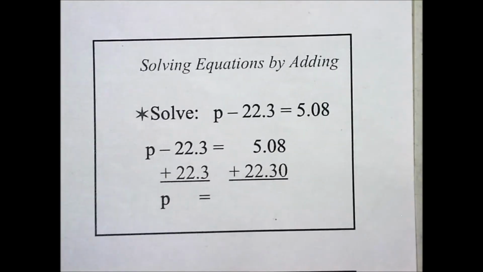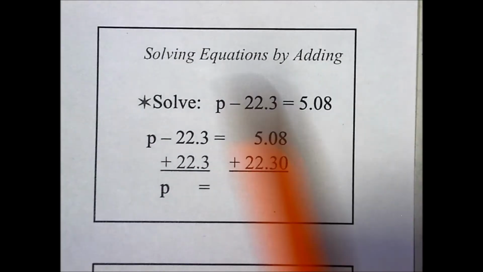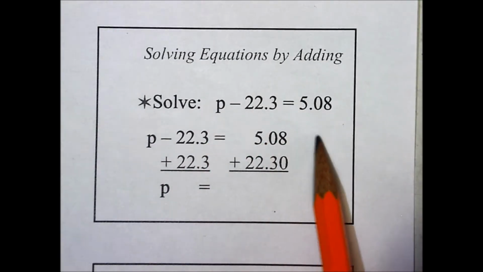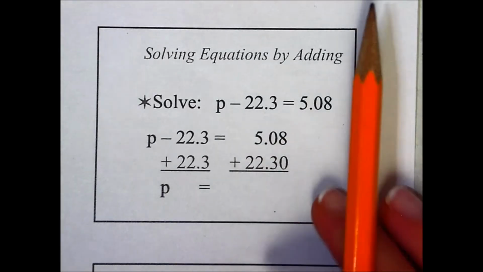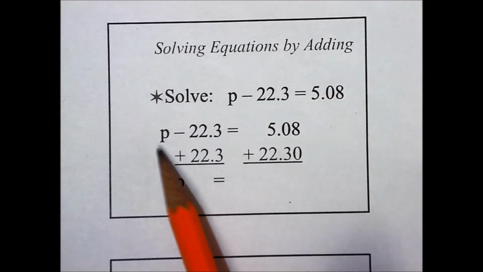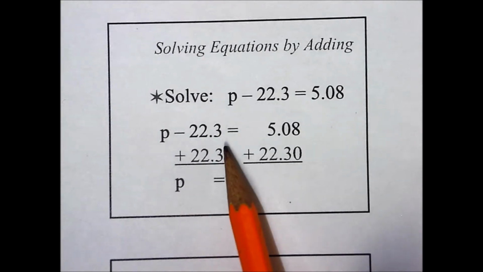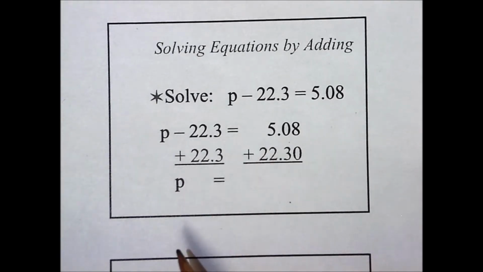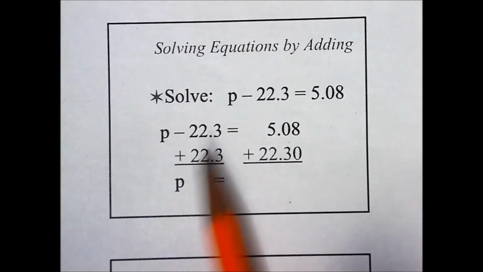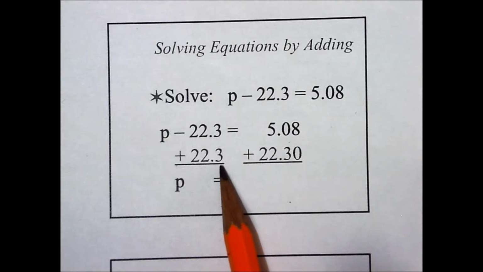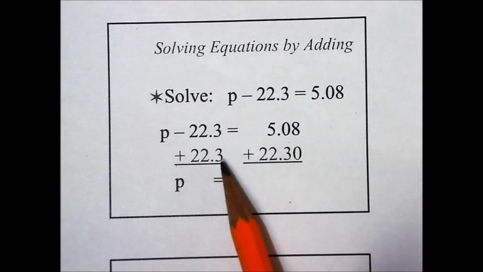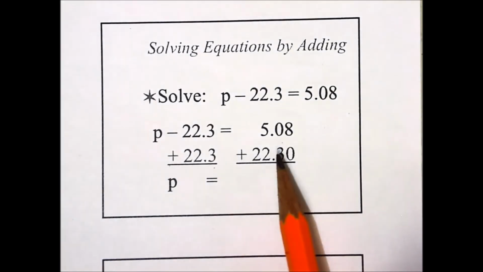We can also solve equations by adding. So when I have a subtraction equation, I'll use addition to undo that operation. So I have the letter P minus 22 3/10, and that needs to equal 5 8/100. So I will add 22 3/10 to this side. What I do to one side of the equation, I must do to the other.